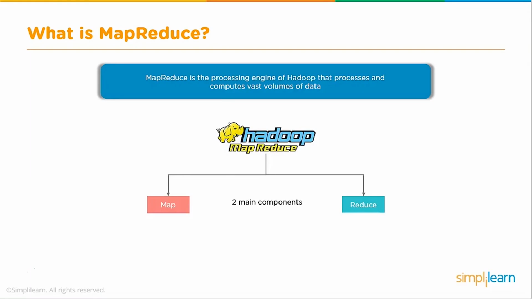So when you talk about MapReduce, you could say it's a programming model. You could say internally it's a processing engine of Hadoop that allows you to process and compute huge volumes of data. And when we say huge volumes of data, we can talk about terabytes, petabytes, exabytes, and that amount of data which needs to be processed on a huge cluster.